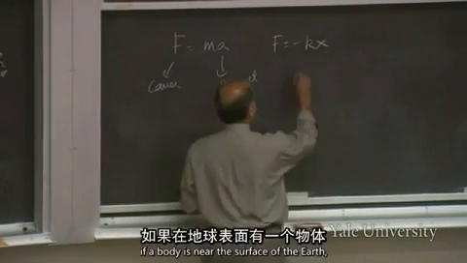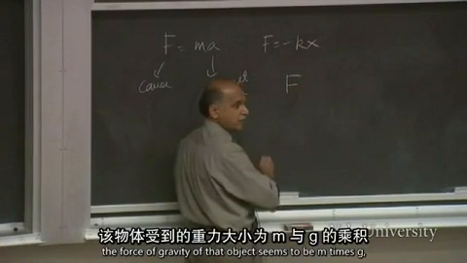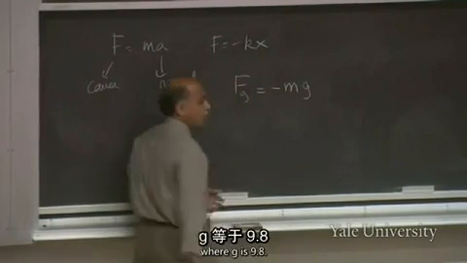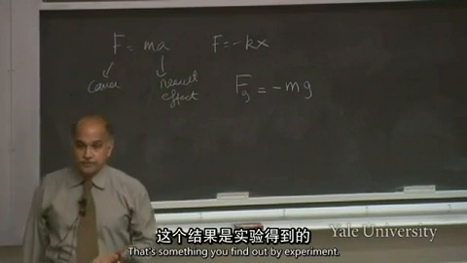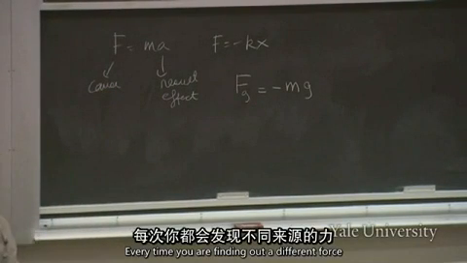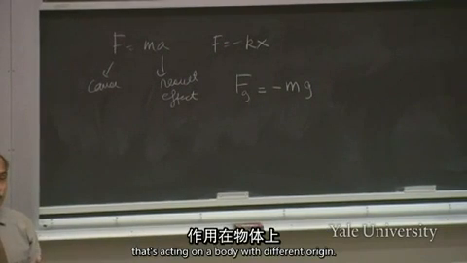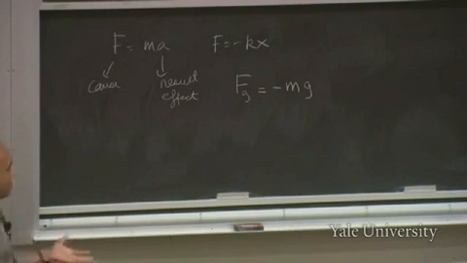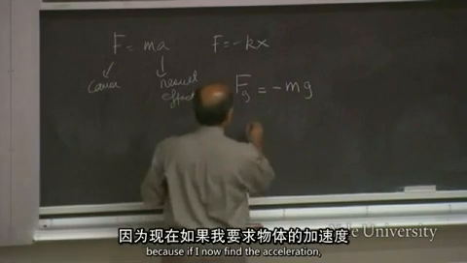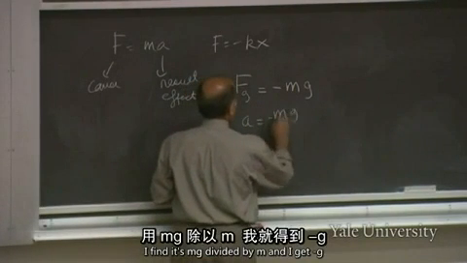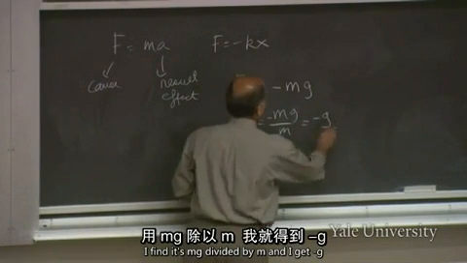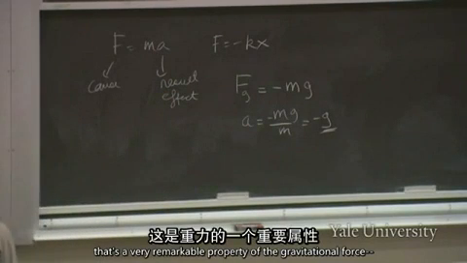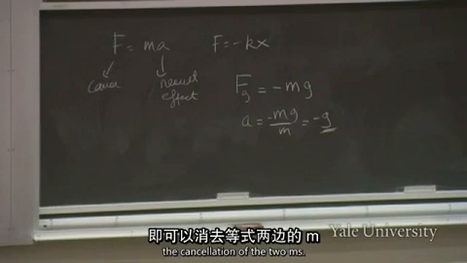For example, we know that if a body is near the surface of the earth, the force of gravity on that object seems to be m times g, but g is 9.8. That's something you find out by experiment. So every time you're finding out a different force that's acting on a body with different origin. One says, leave any body near the earth, it feels a force. I know this is the right answer, because if I now find the acceleration, I find it's mg divided by m, and I get minus g as the answer for all bodies. By the way, that's a very remarkable property of the gravitational force, the cancellation of the two m's.